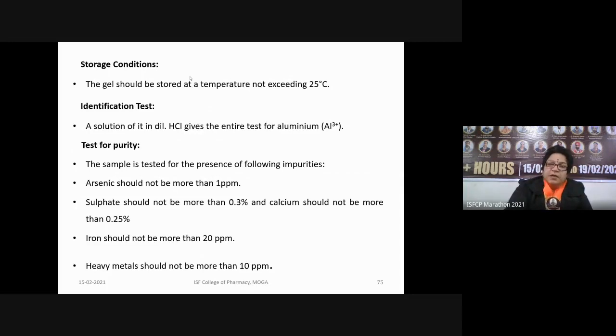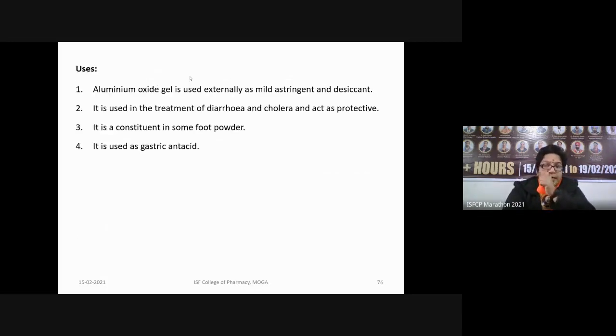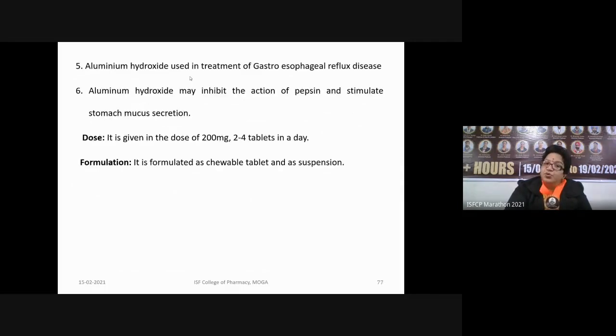Test for purity: the sample is tested for the presence of impurities like arsenic, sulfate, and iron, and the heavy metals should not be more than 10 ppm. It is used externally as a mild astringent and desiccant, in the treatment of diarrhea, cholera, and it acts as a protective too. It is a constituent in some food powders and, of course, in gastric antacids. It is used in the treatment of GERD, that is gastroesophageal reflux disease, and it may inhibit the action of pepsin and stimulate stomach mucus secretion.